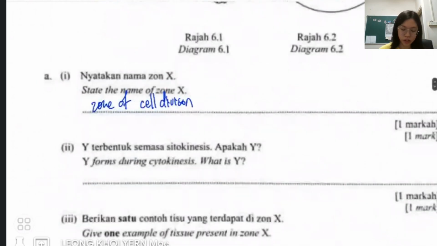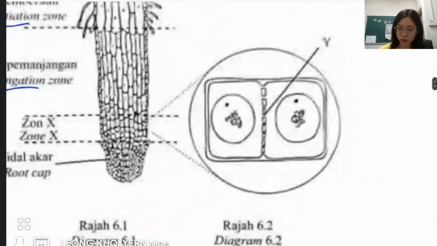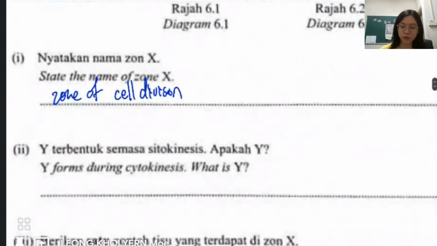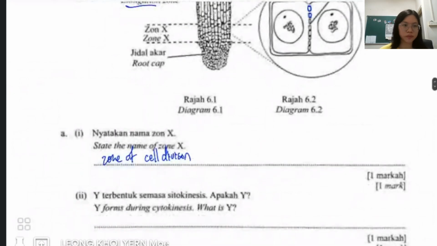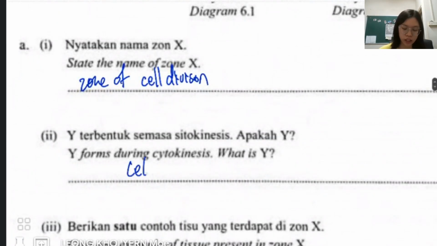And then Y forms during cytokinesis. What is Y? What happens here is that the membrane-enclosed vesicles will align at the equatorial plane and fuse together to form a cell plate. So Y is actually a cell plate.